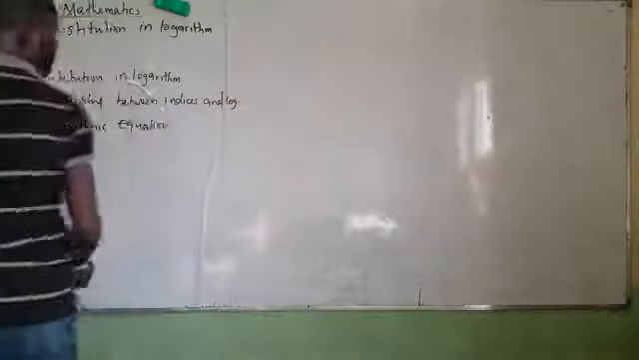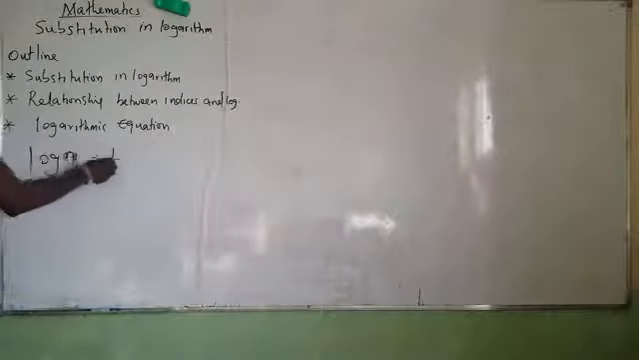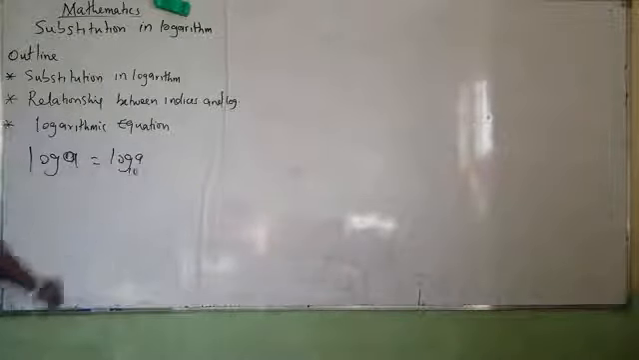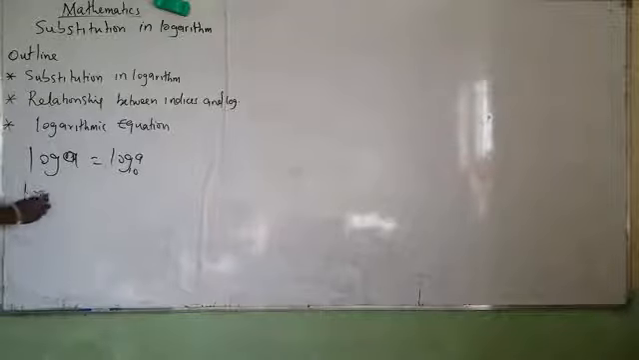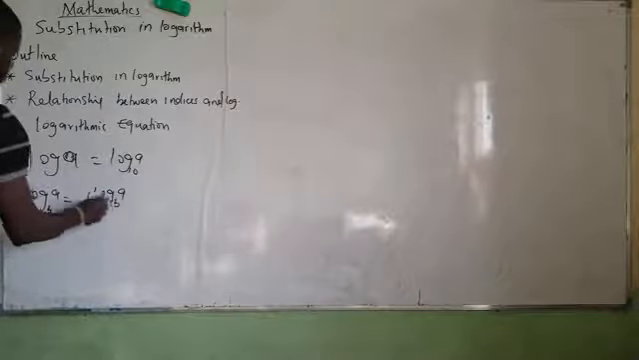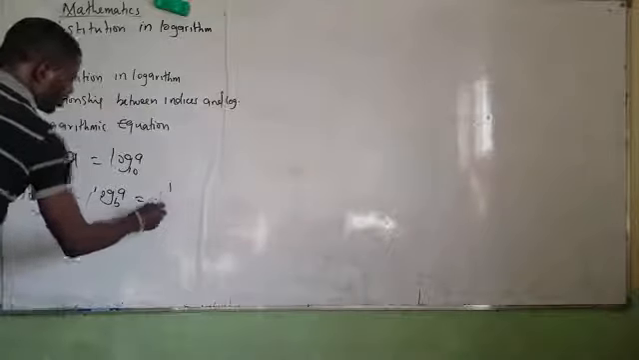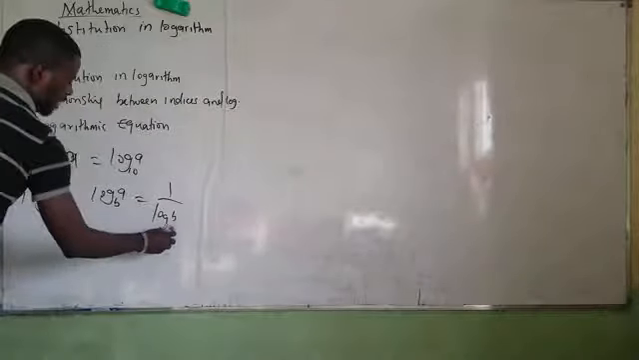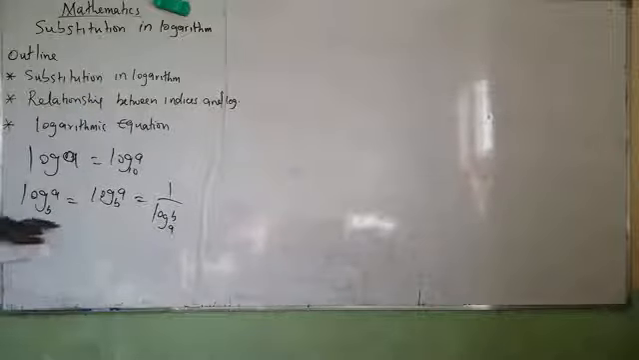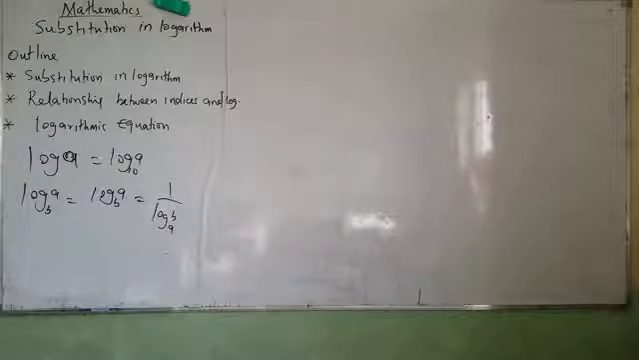Now, don't forget that I've told you that log a is the same as log a base 10. Take note of that. Also, I've told you that log a base b can also be written as log a base 10 over log b base 10, and it can also be equal to 1 over log b base a. Please take note of this. They are equal.